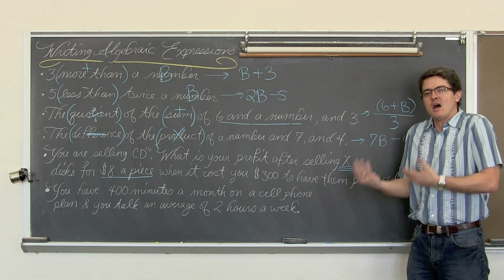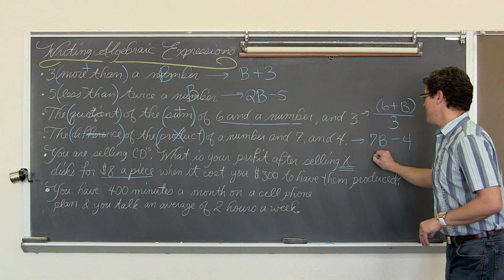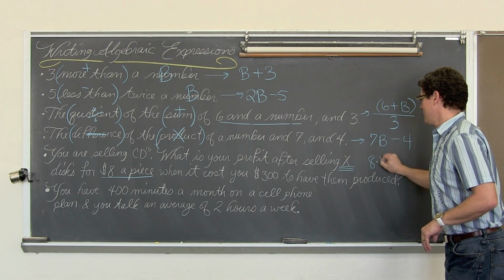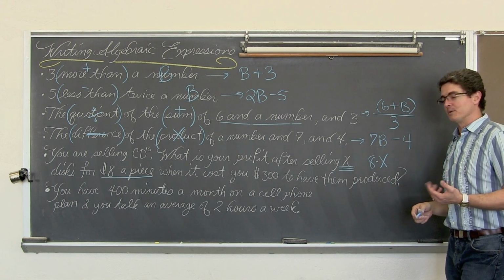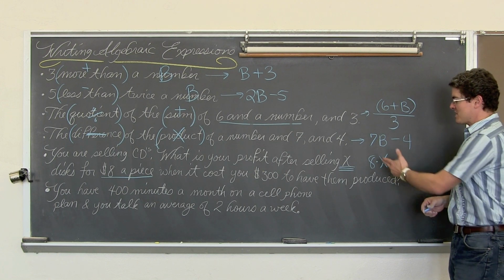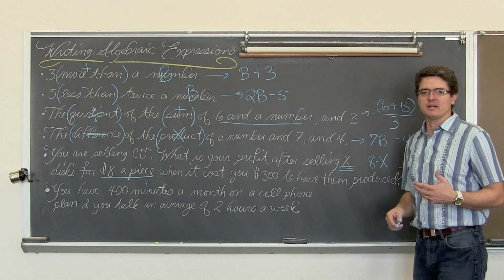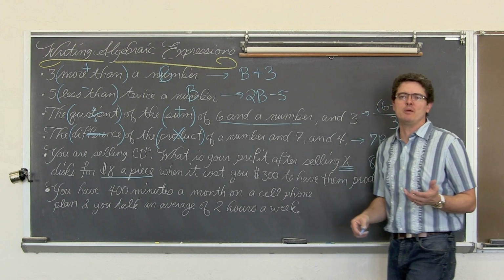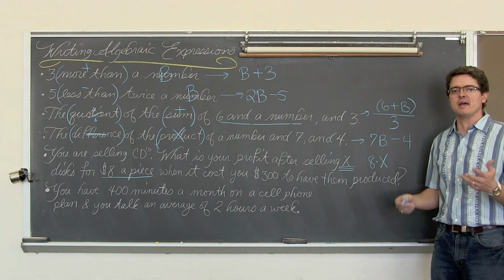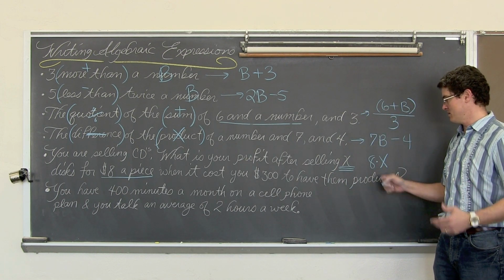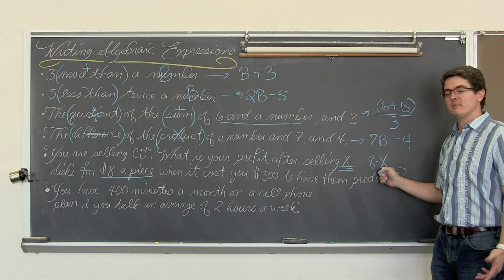So you're going to figure out how much you're bringing in by doing 8 times the number of discs that you sold. And notice how I said 8 times the number of discs that you sold. I didn't say 8x. That's another reason why people never think they do algebra, because we don't talk in x's and y's. We talk in words. How much did you make? 8 times how many I sold.